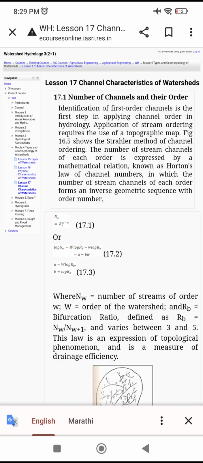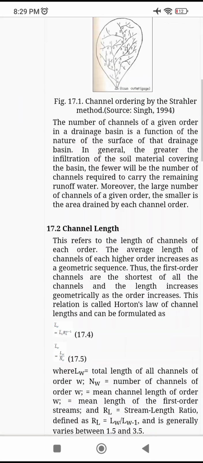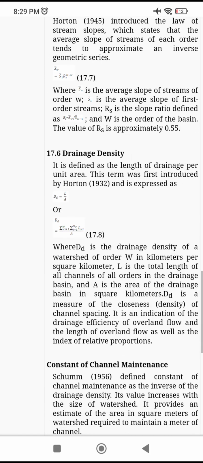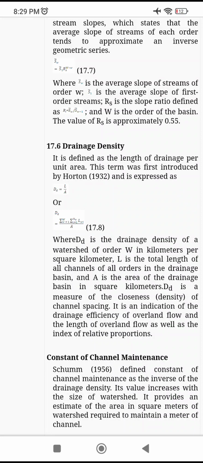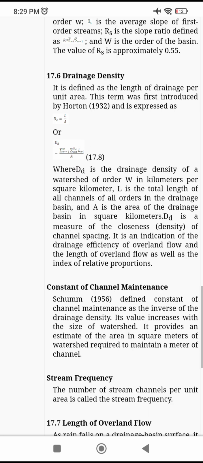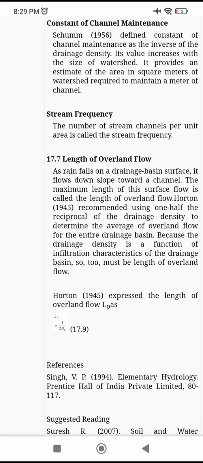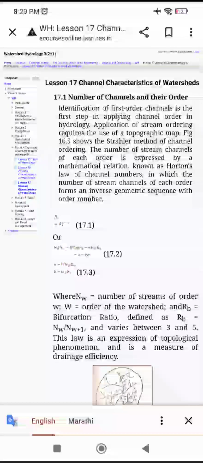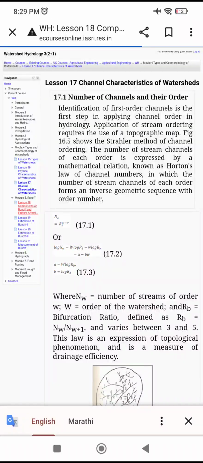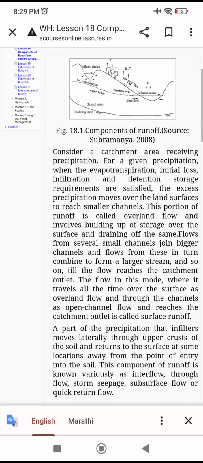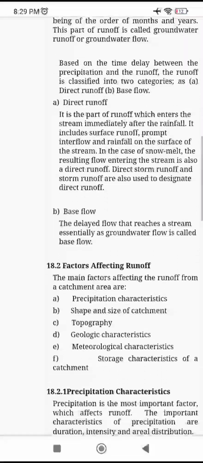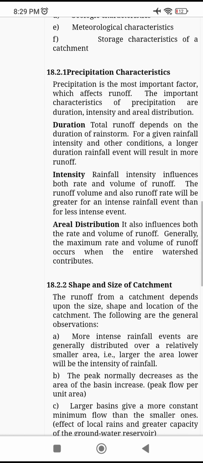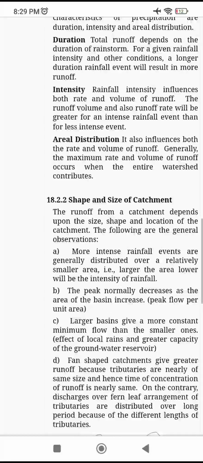Then channel characteristics of watershed: number of channels, channel length, channel area, channel profile, channel slope. Then law of stream slope. Then drainage density is length of drainage per unit area. Then length of overland flow. Then in case of runoff, components of runoff and factors affecting runoff: direct runoff, base flow. Then precipitation characteristics: duration, intensity, and areal distribution, shape and size of catchment area.